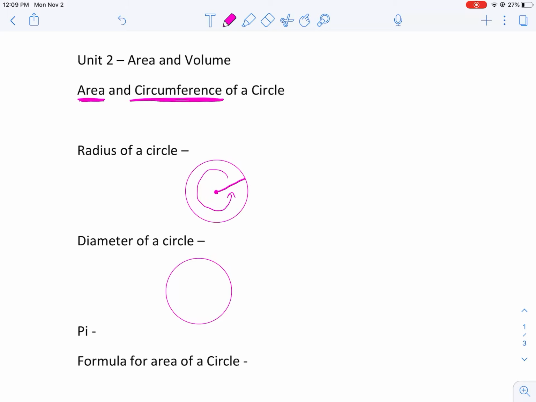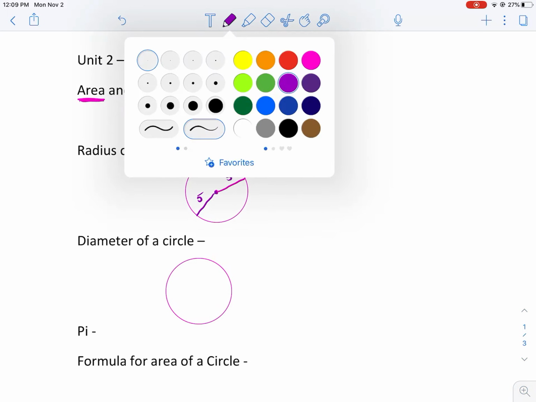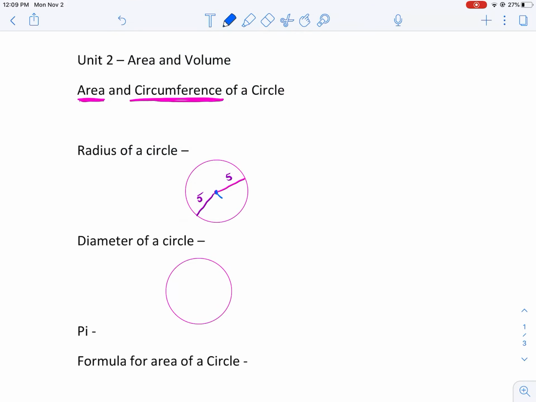If it's a true circle, which I'm saying it is, every one of these distances is the same. So if this distance was 5, well, then this distance would be 5. And if there's another radius here, this distance would be 5, okay? And so the radius is just the distance from the outside of the circle to the direct center of the circle. So that's what a radius is.